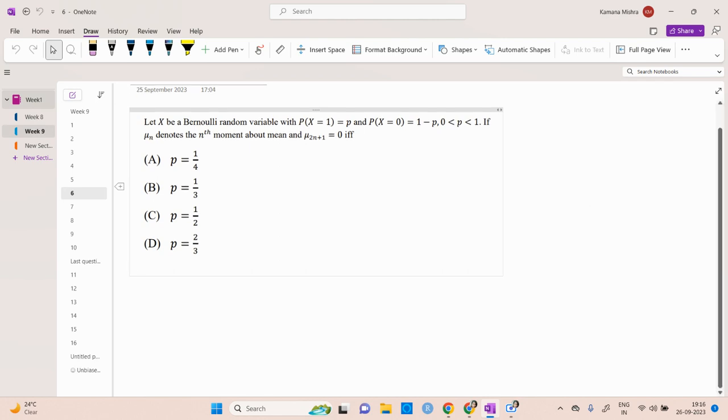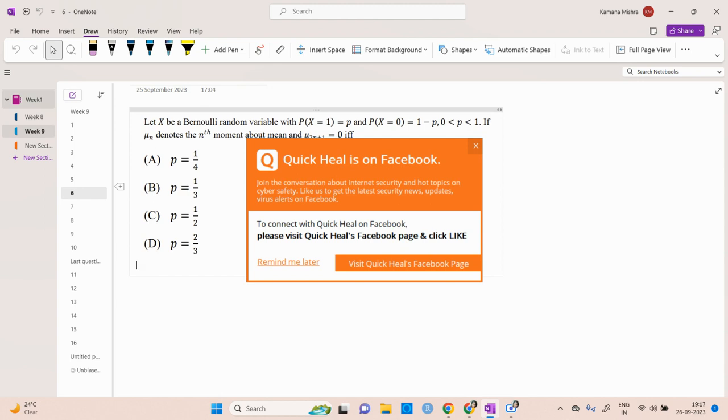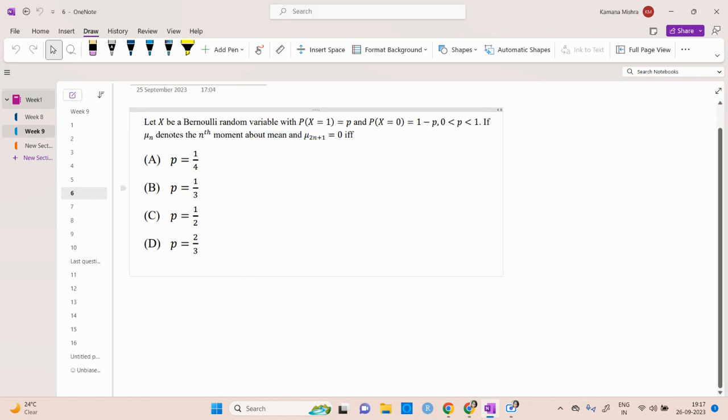So next question is that what you have given is that X is a random variable with the Bernoulli distribution. In a Bernoulli random variable, if you have truth value, you have probability p. If you have false value, then you have probability 1 minus p. So what is given here is that if mu n denotes the nth moment about the mean, and mu 2n plus 1 is equal to 0 if and only if the p value is this.